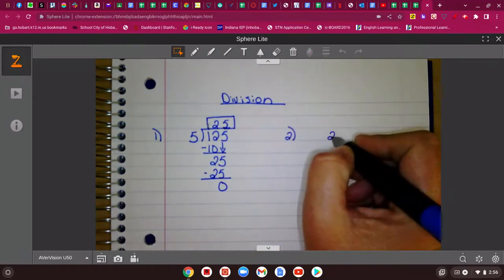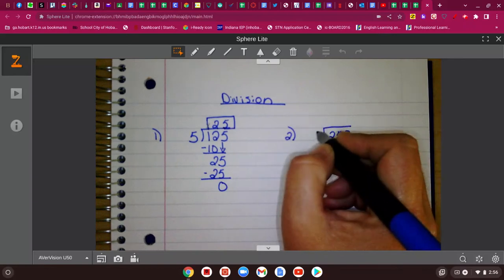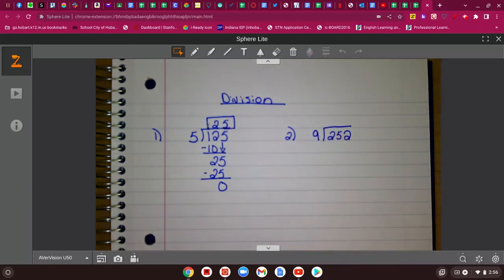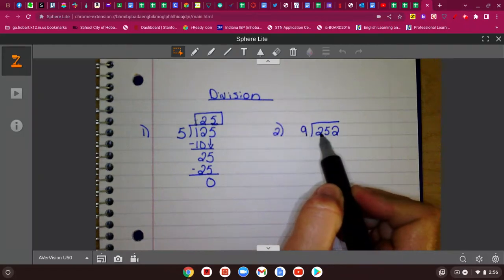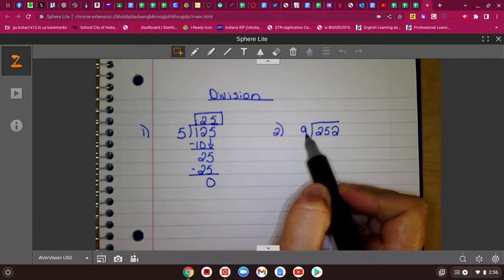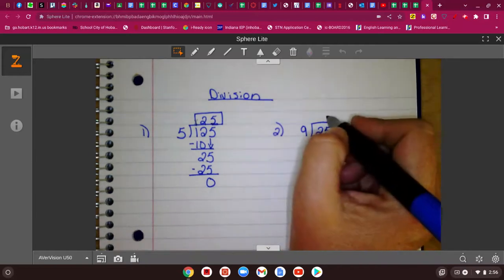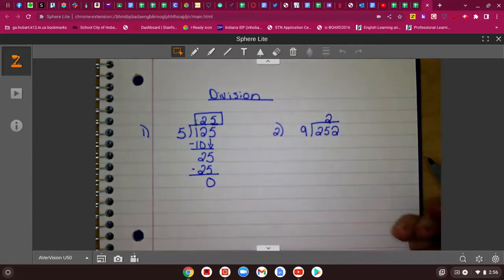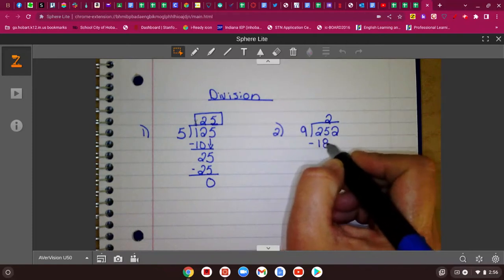If we take 252 and we divide it by 9, all right? Looking to see 9 times what gives us 2. Well, there's nothing that we can multiply 9 by to get 2. So now we're looking at 25. So 9 times what gives us 25, and that would be times 2. Okay, then you have to take 9 times 2, which is 18, and subtract that from 25.